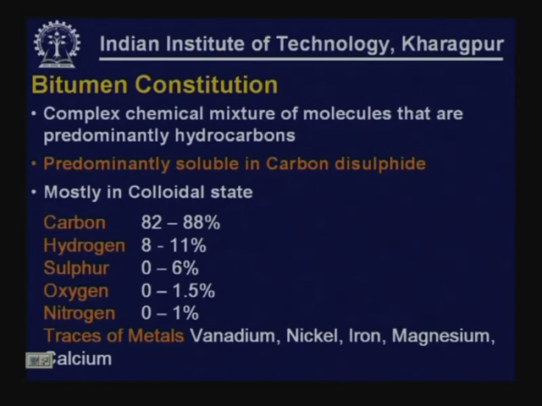However, whatever the literature indicates tells us that these are predominantly soluble in carbon disulfide. It is mostly in a colloidal state. Its composition typically is carbon 82 to 88%, hydrogen 8 to 11%, sulfur 0 to 6%, oxygen 0 to 1.5%, nitrogen 0 to 1%. One can also find traces of metals such as vanadium, nickel, iron, magnesium and calcium and so on in bitumen.